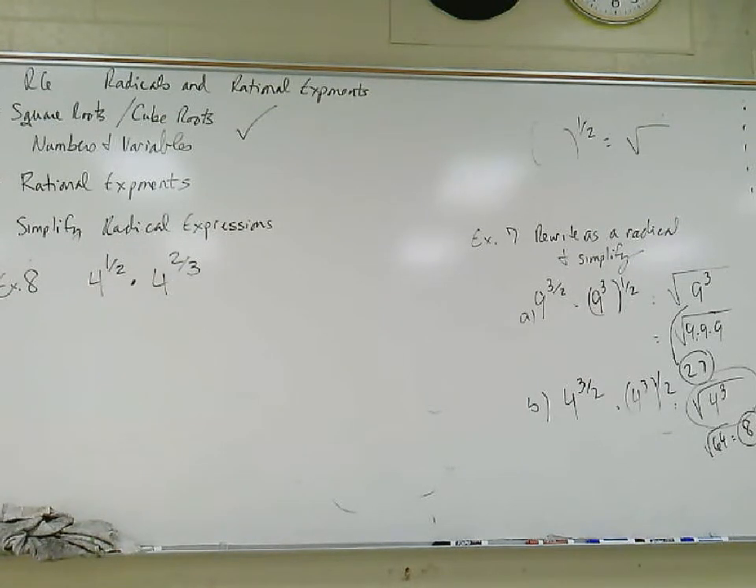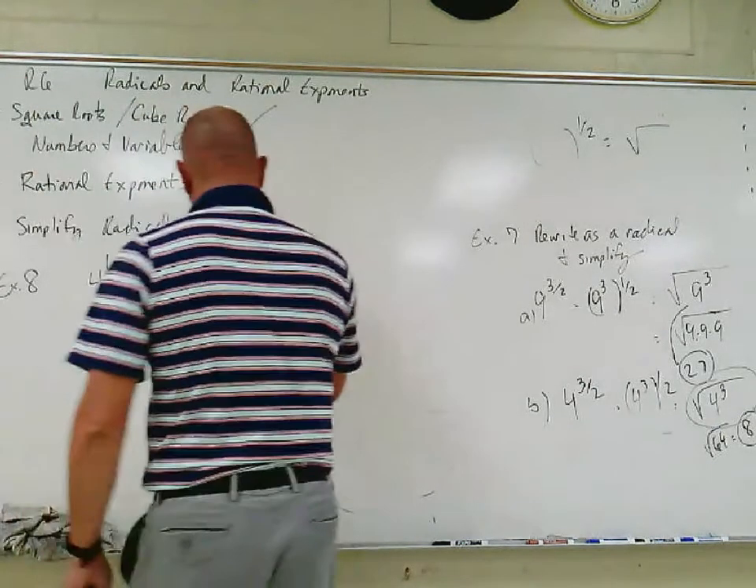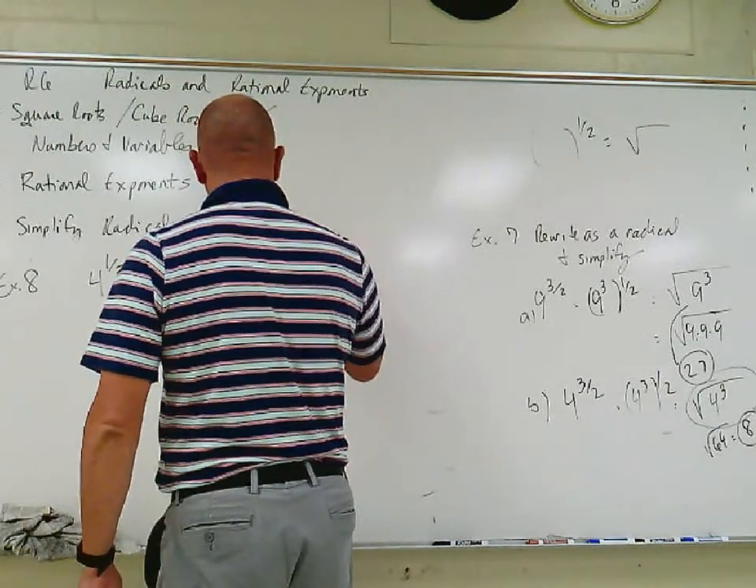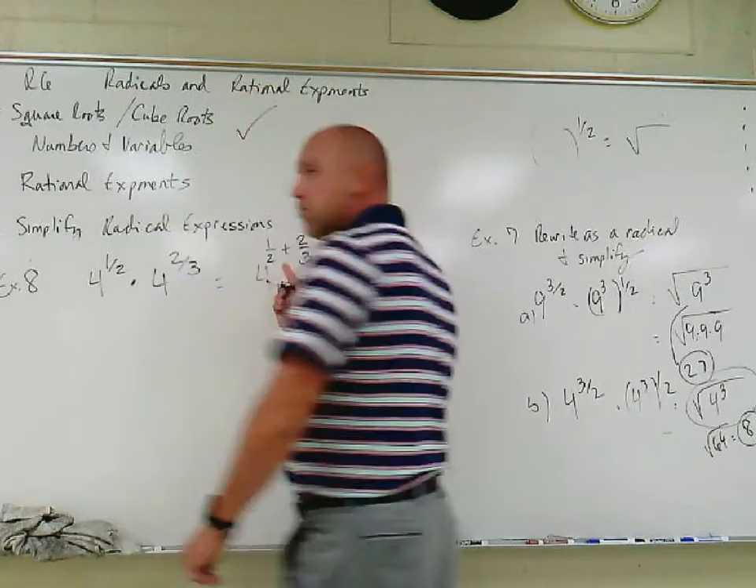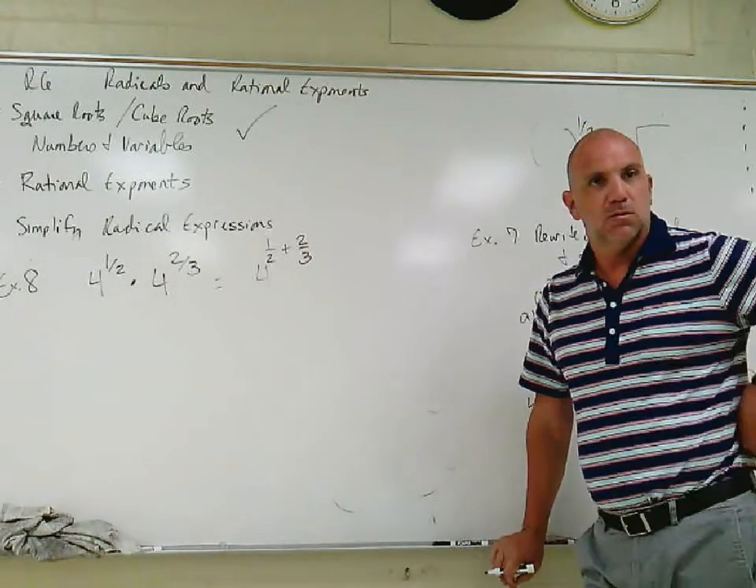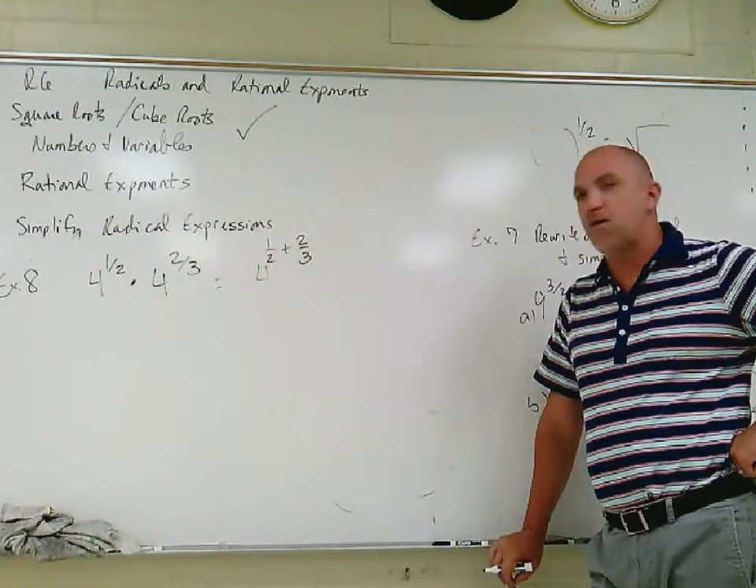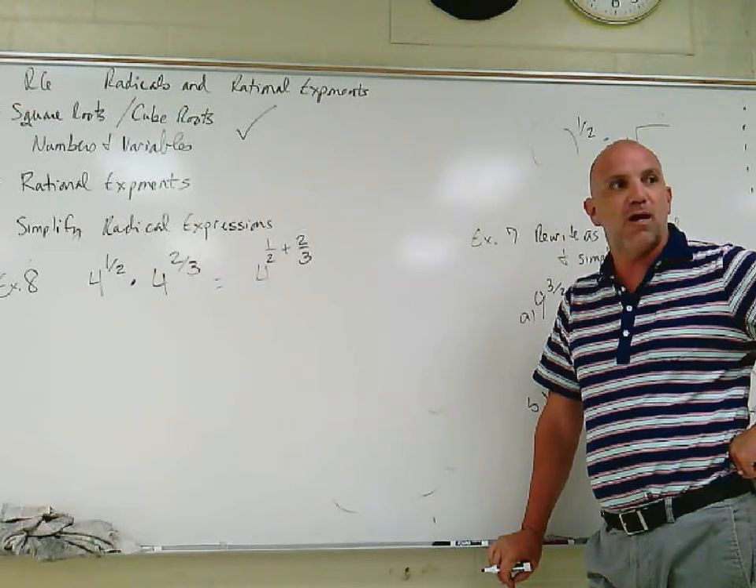What's that? Yeah, you have to add the exponents, so Allison's exactly right. When the base is the same, this means that you have to do 4 to the 1/2 plus 2/3. But the problem is, those are fractions. So you're going to have to add those fractions up to get the new exponent. Well, how do you add fractions?